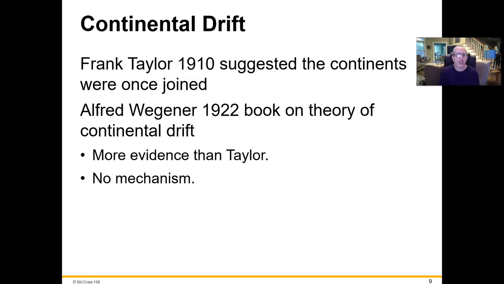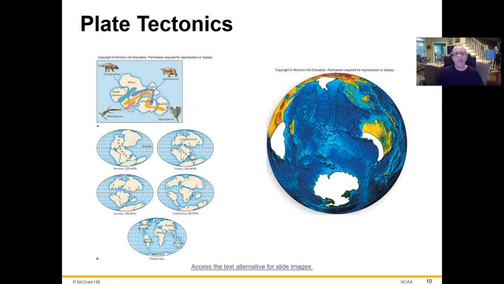Early in geologic science, they mentioned Taylor here, but Wagner actually introduced the continental drift theory. Taylor first suggested that they were joined just by looking at maps, more or less, and Wagner took it to another level with more studies and developed that we had a supercontinent called Pangaea, that they were actually all together at one time, and they had drifted apart over geologic time.